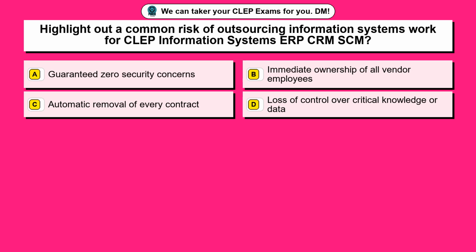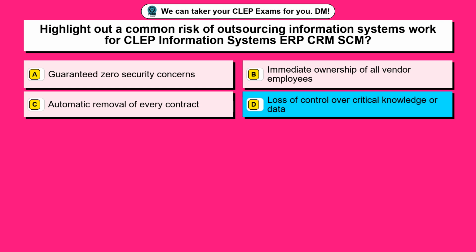Question 96. Highlight a common risk of outsourcing information systems work for CLEP Information Systems ERP CRM SCM. Option A. Guaranteed zero security concerns. Option B. Immediate ownership of all vendor employees. Option C. Automatic removal of every contract. Option D. Loss of control over critical knowledge or data.